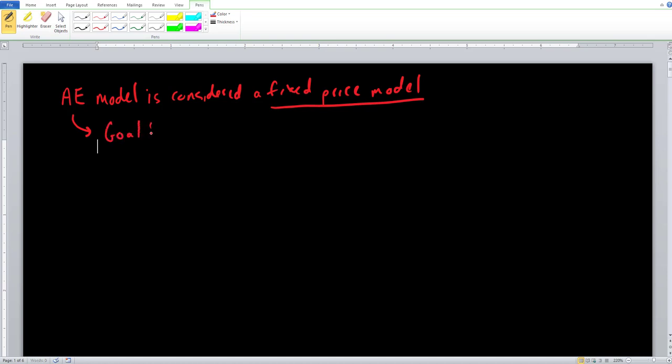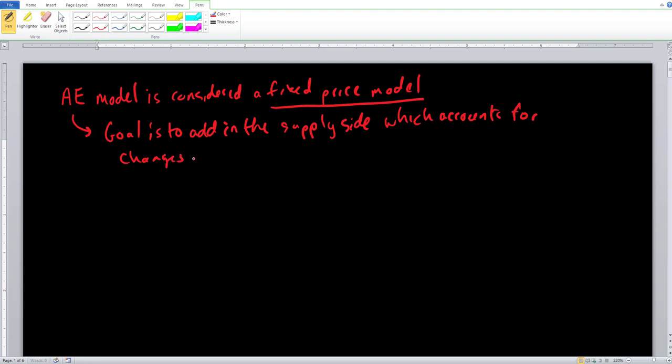So the goal is to add in the supply side of the market, which will account for changes in prices. Adding this most important macroeconomic variable, the price level, will allow us to build up aggregate demand and aggregate supply, and see what happens in macroeconomic equilibrium to our GDP and the price level. So this is exactly where we're heading.